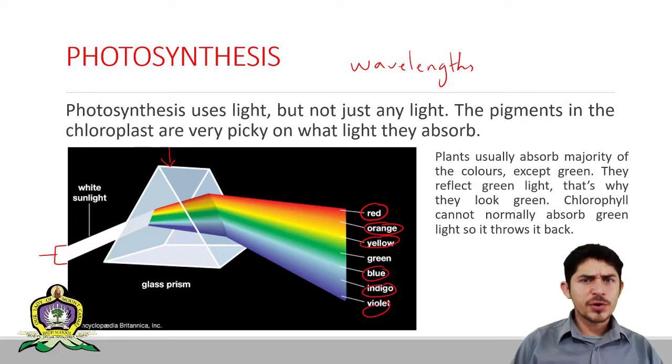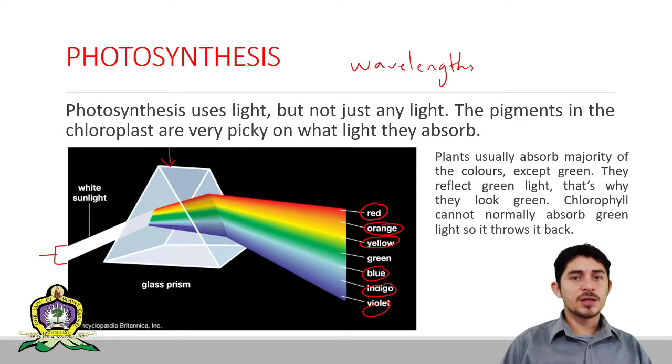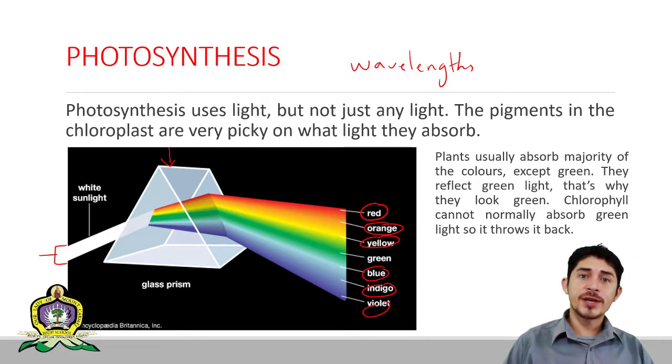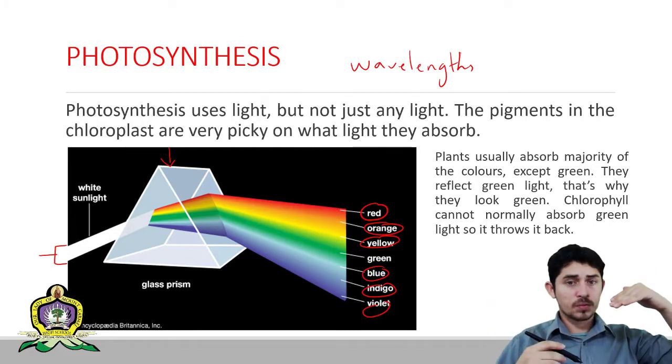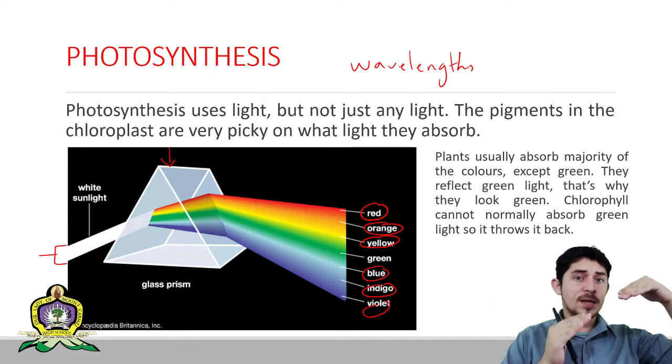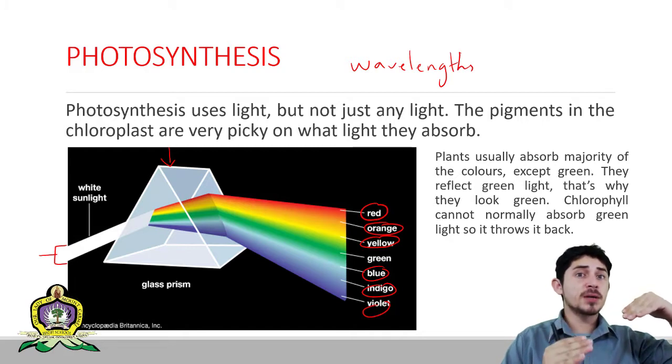What, you missed green? No, I did not miss green. It just means that plants are unable to effectively capture green light. And because they're unable to effectively capture green light, what happens is that when light comes, all the other wavelengths, all the other colors are absorbed by the leaf.